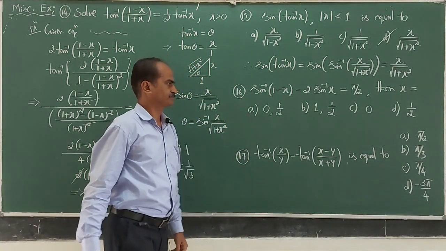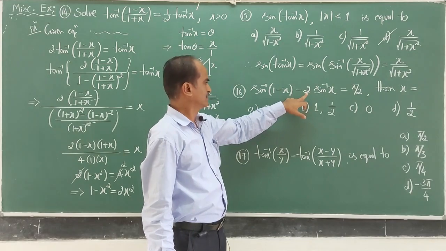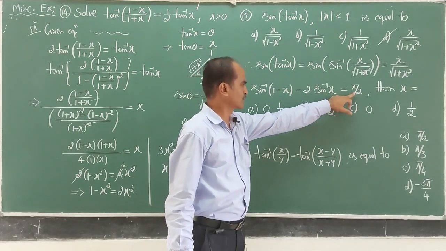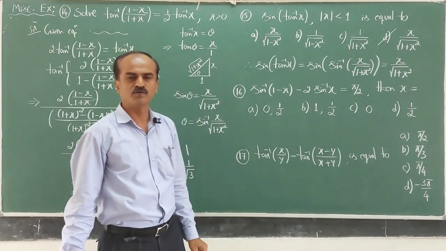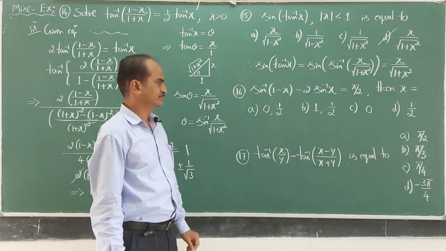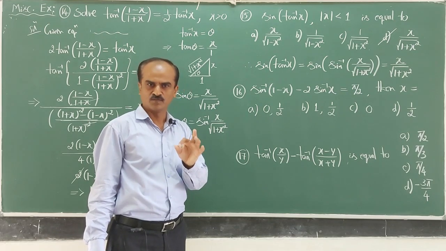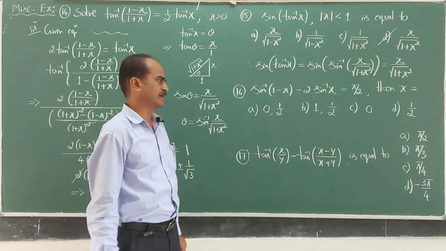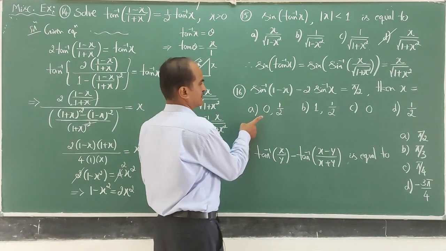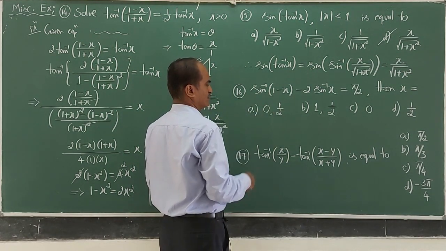Next one. Sine inverse of 1 minus x minus 2 sine inverse x equal to pi by 2. Then what is the value of x? This is with weak alternatives, because in all the 4 options we are able to see only 2 numbers. One is 0, another is 1 by 2. Now let me try with 0. If I substitute straight away 0, what are you going to get?